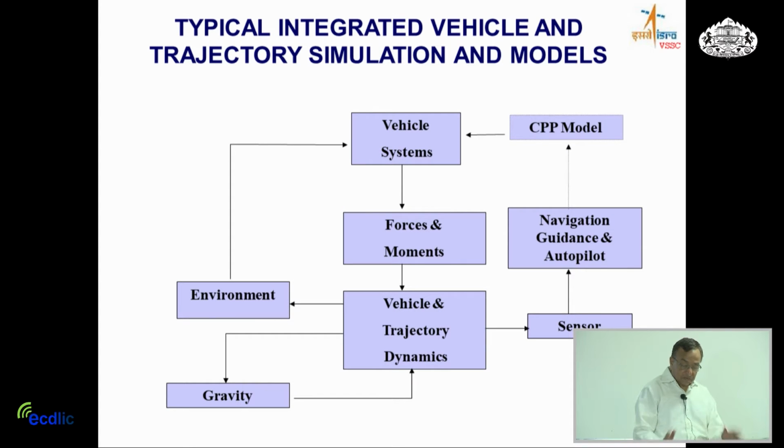So the total system comes like this. There is a vehicle system, forces and moments are the inputs to that. Other inputs are environment and gravity, which are the disturbance inputs. Control, they go to the control power plant. The navigation guidance and autopilot senses it, and that's how the loop is closed.